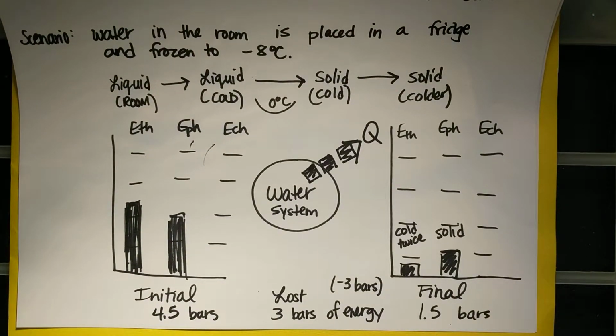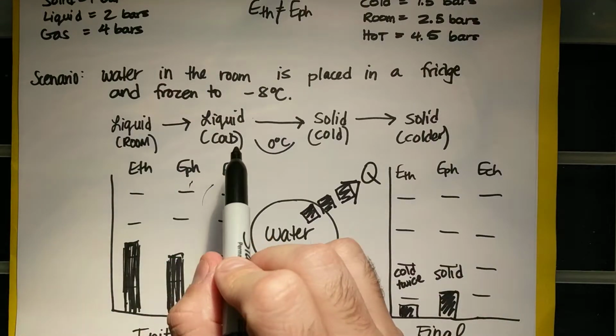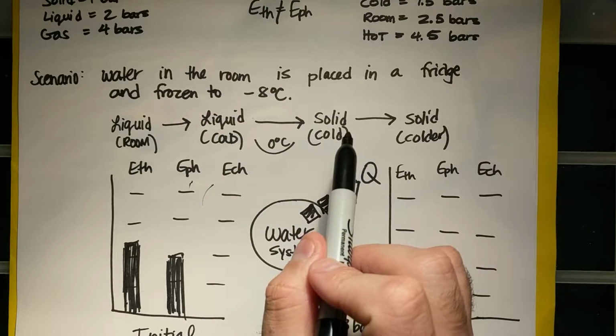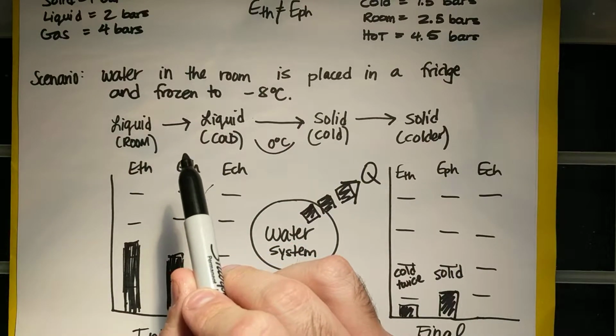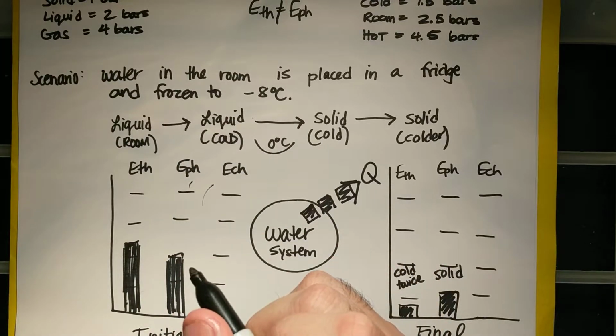Q. Now, I'm posting this video because it's a tougher problem that we've been experiencing. Usually, you'd probably have something like liquid room to cold liquid, or liquid cold to solid cold. And this involves, if I change in temperature, I'm changing thermal energy. And if I'm changing phase, I'm changing phase energy.